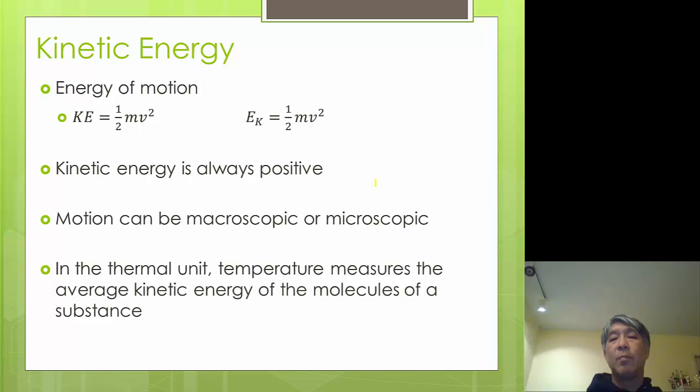This motion can be macroscopic or even microscopic. Up till now, we've basically been focused on just macroscopic, large objects or visible objects that are moving. As we move later into various units, in particular the thermal unit, which is coming up in a fairly short amount of time, we're going to be looking at the individual kinetic energy of the molecules. I kind of alluded to this when we talked about systems and said we don't look at the individual atoms. Well, at some point we will.